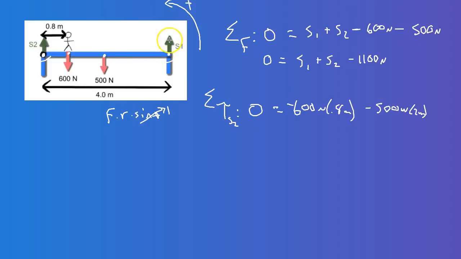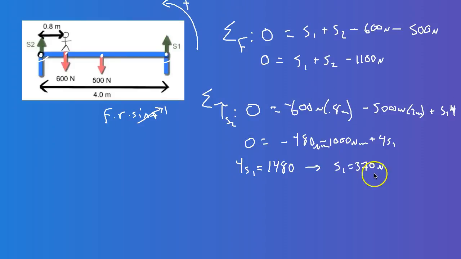And then finally, S1 here is going to be a positive torque, causing it to rotate that way, and it's 4 meters away. So we can now solve this equation for S1, which then we can plug into there to get S2. So I'm going to go ahead and solve this right now. So we simplify it, we get that S1 is equal to 370 newtons.